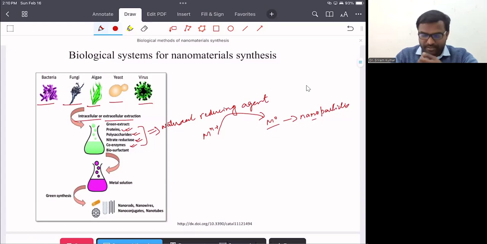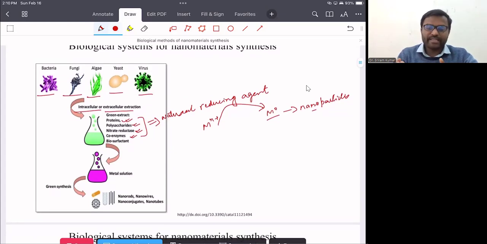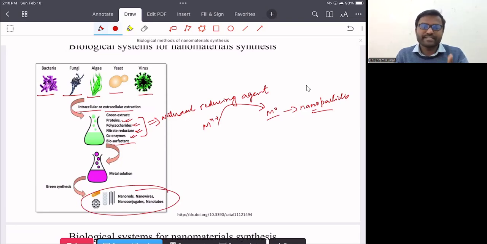So what happens? Either we can extract these chemicals intracellularly or extracellularly. When we add the metal solution, that process happens and we get nanoparticles. Based on the kind of capping agent, surfactant, or the shape of the bacteria, we can control the shape of the nanomaterials. Maybe we will get nanorods, nanoviruses, nanoconjugates, or nanotubes.